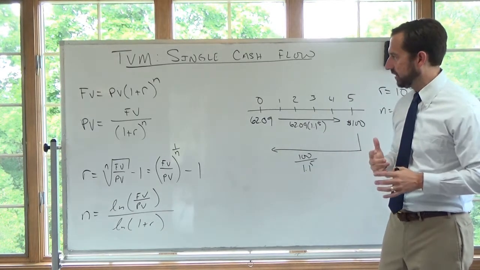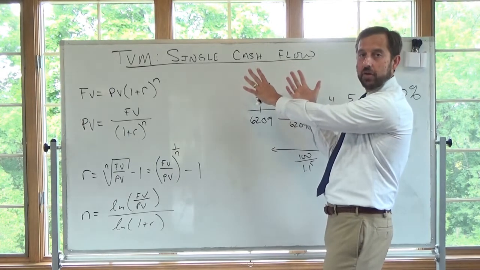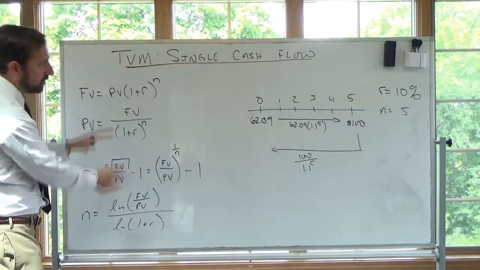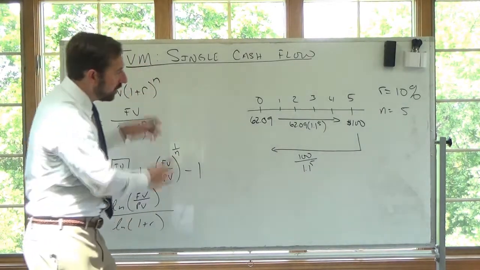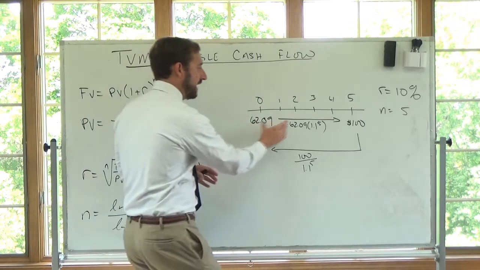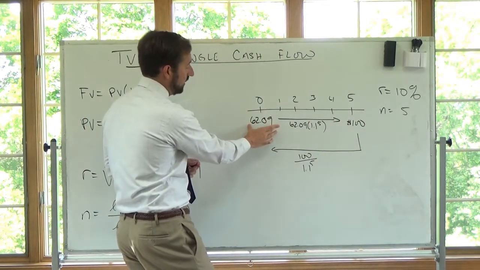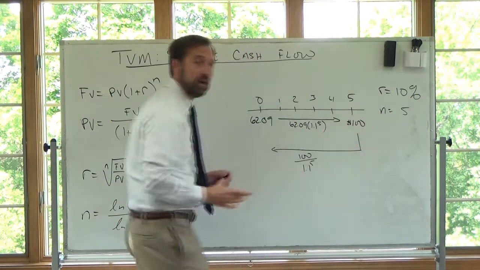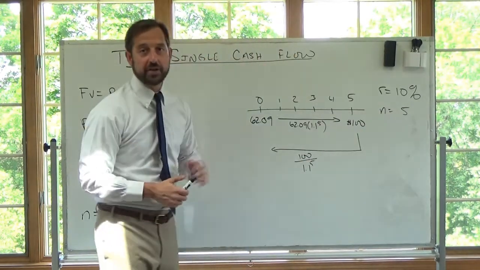The idea of this is to derive these formulas. First of all, we have a single cash flow. If you're going to use any of these formulas, which you have in your text, you only use them when you have a single cash flow. For example, $62.09 at time 0 is equivalent to $100 at time 5, at a discount rate of 10%, with number of periods 5.